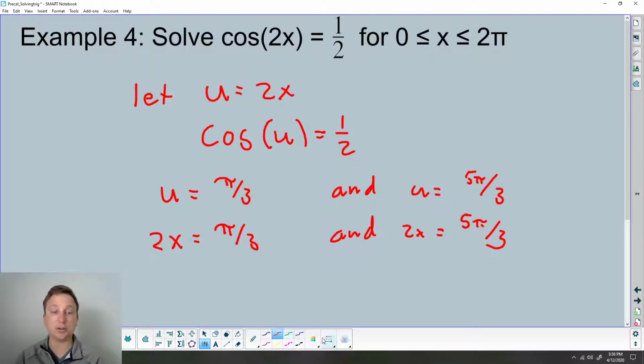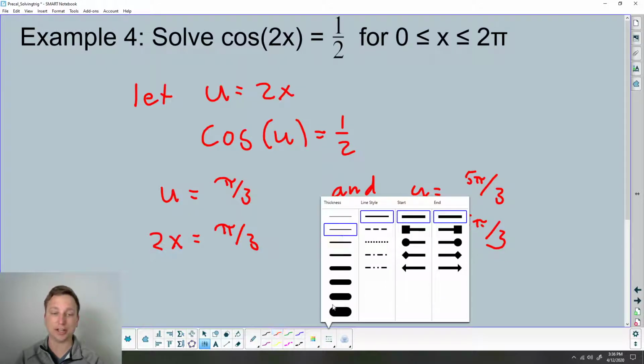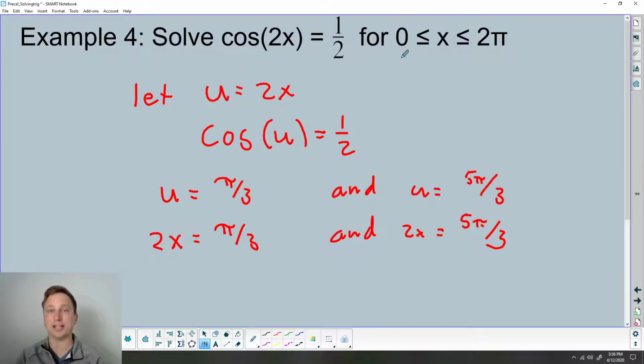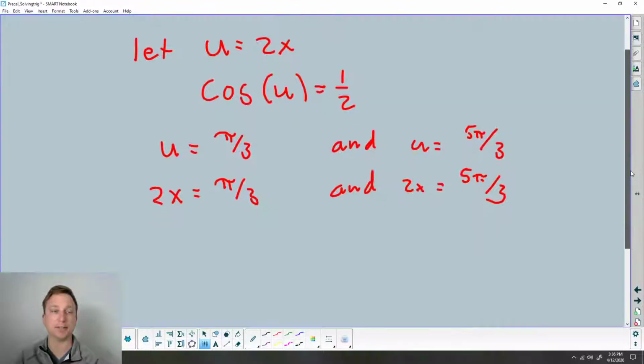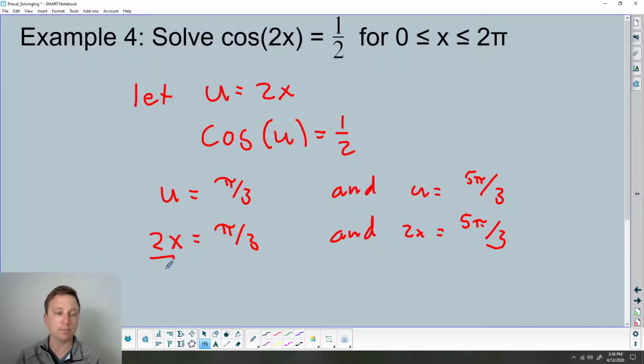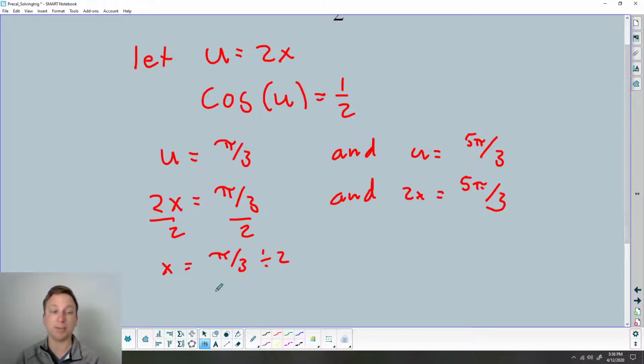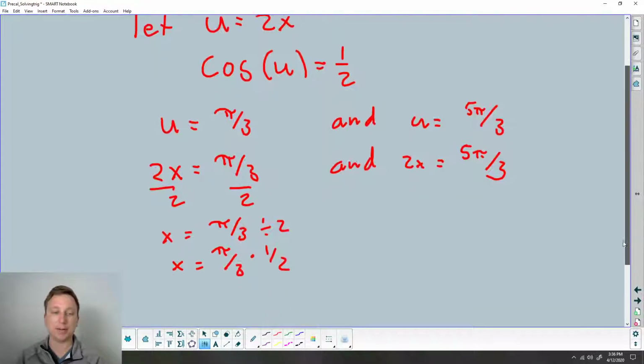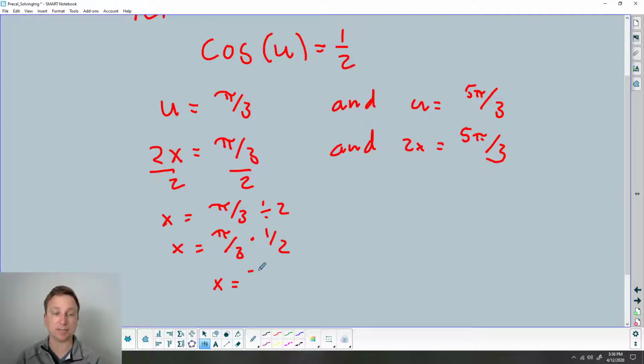Now we need to solve the equation for x, and then we are good to go, actually. There are very rare cases where our domain will actually change here, so we're just going to make sure the answers we get are between 0 and 2 pi, which they should be most likely. So divide by 2. Divide by 2. So if we have x is pi thirds divided by 2, this is the same thing as multiplying by the reciprocal. So x is pi thirds times 1/2. So our x value here is pi sixths, actually.